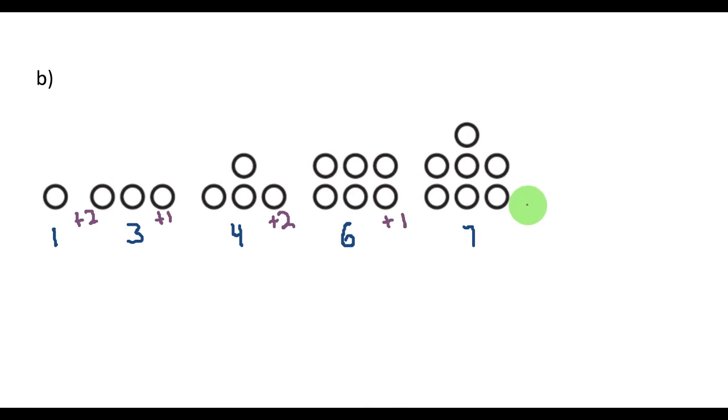Well, the next term then should be another plus 2. So 7 plus 2 will give us a value of 9. And I'm going to draw 9 circles above. So we've got 3 on the bottom, 3 in the middle, and 3 on top. Cool stuff, guys.